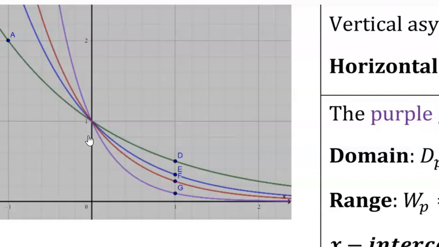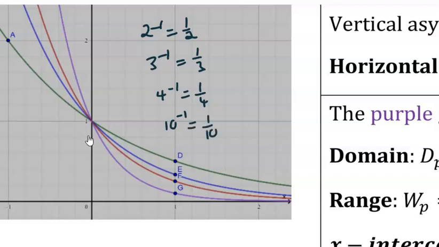And if I look at the value at x equal to 1, then I get 2 to the minus 1, which is a half, 3 to the minus 1, which is equal to a third, 4 to the minus 1, which is equal to a quarter, and 10 to the minus 1, which is equal to 1 over 10. And you can see that a half is larger than a third, is larger than a quarter, is larger than a tenth, and that's why it's like that on the right hand side.